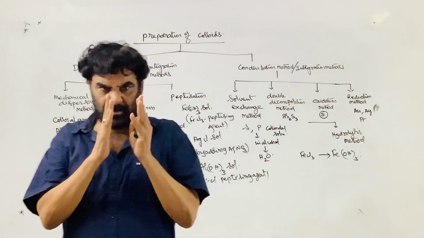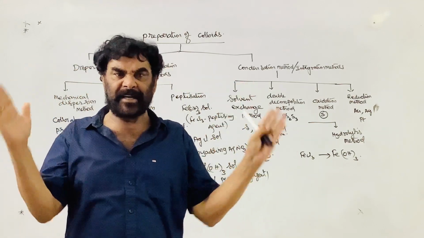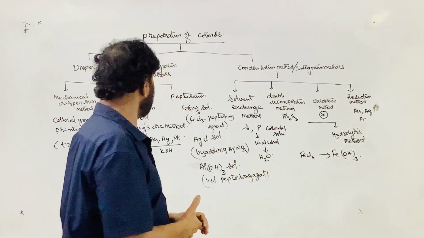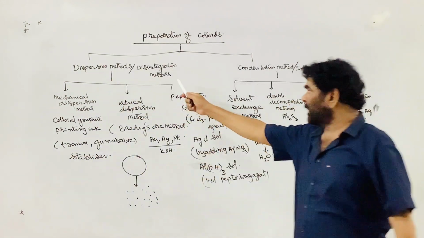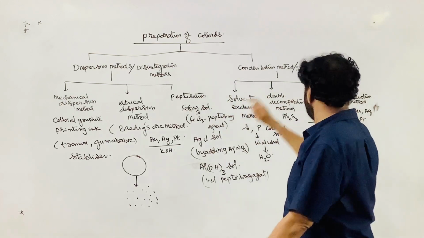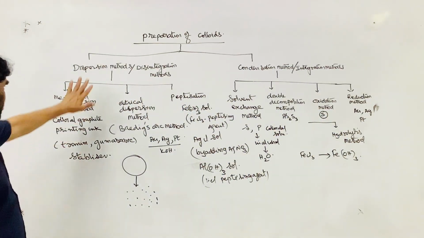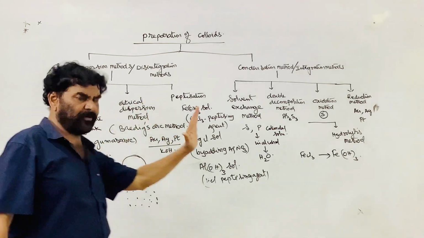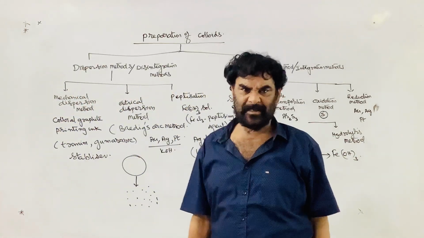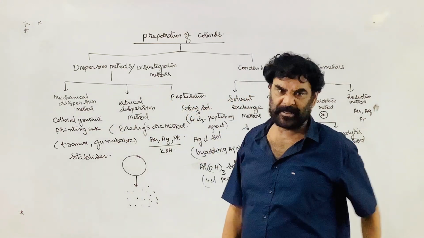So preparatory procedures of the colloids are broadly classified into two types: the dispersion method and the condensation method. Disintegration method, that is, and integration method, the combination procedure. In the disintegration method, different techniques are used. So again, there are three different procedures in the disintegration method.